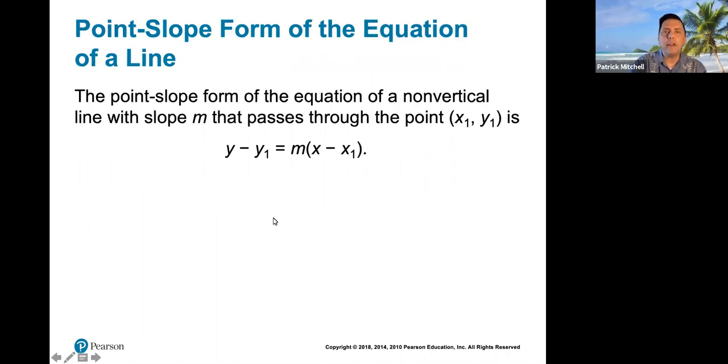All right. Next, we have point-slope form. This comes from the slope formula. The point-slope form of the equation of a non-vertical line with slope m that passes through the point (x1, y1) is given by the formula y minus y1 equals m times (x minus x1).